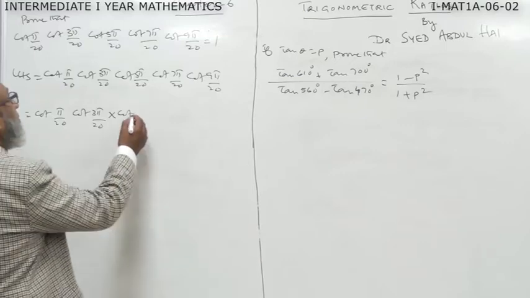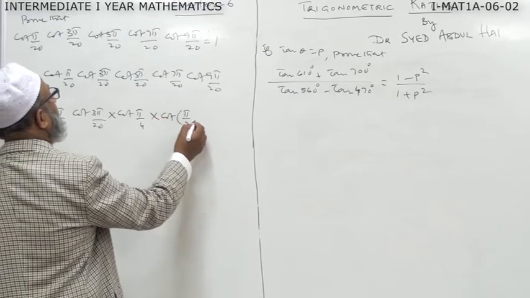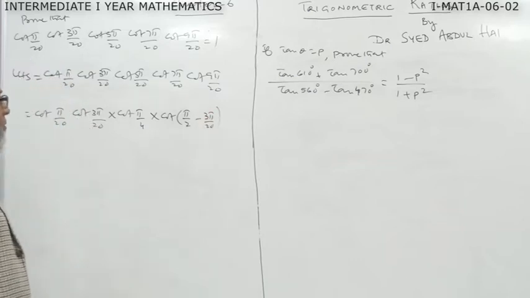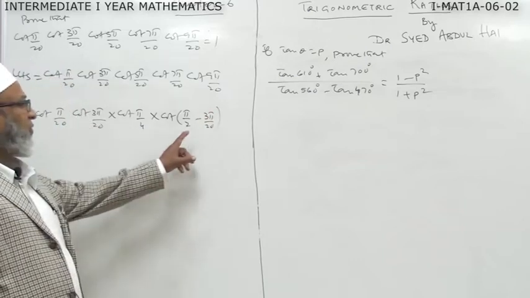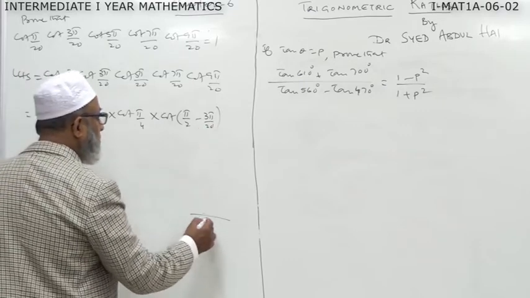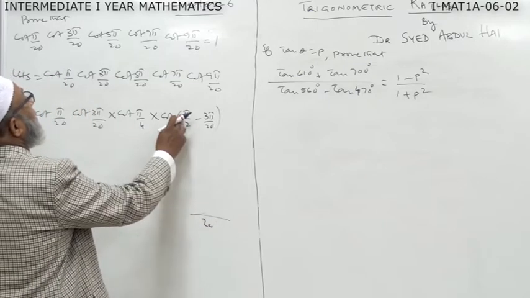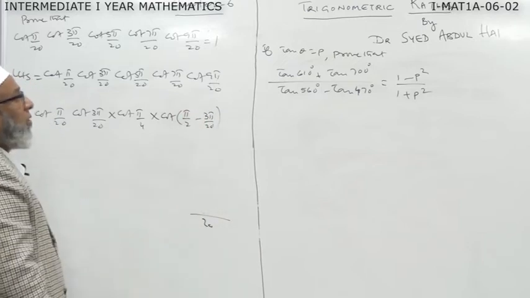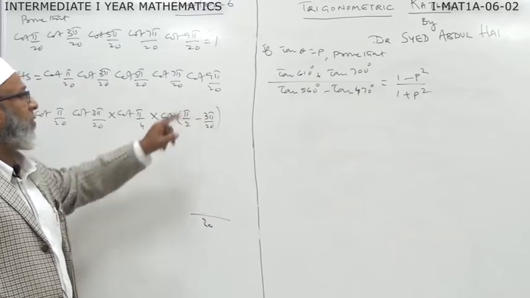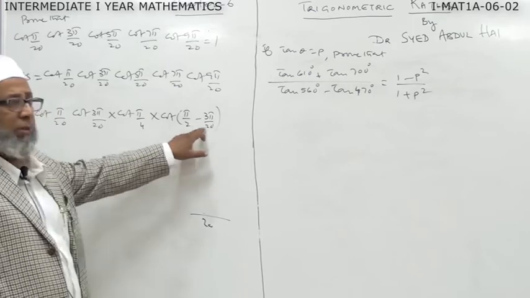So it is nothing but cot pi by 4 into cot 7 pi by 20, which can be written as pi by 2 minus 3 pi by 20. See what happened? 20 is the LCM. If we divide 20 by 2, we get 10, so 10 pi minus 3 pi is equal to 7 pi by 20. So 7 pi by 20 can be written in the form of pi by 2 minus 3 pi by 20.